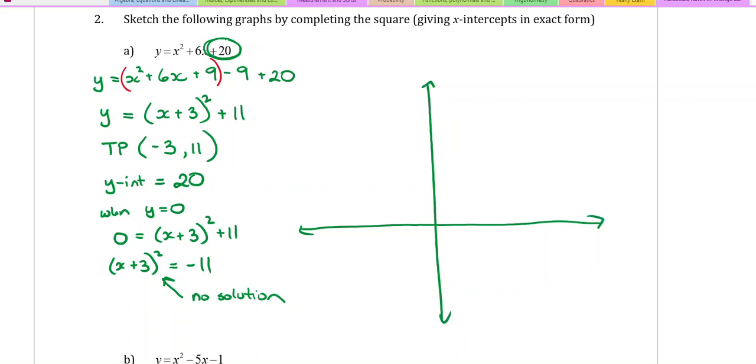We have a turning point at (-3, 11). That can be about there. It's a concave up parabola, so it's going like this. And we know that the y-intercept here is at 20. So you can see that parabola is just going to keep going up. That 11 is the smallest y value it's ever going to get to, which is why that parabola is never going to get down to touch that x-axis.